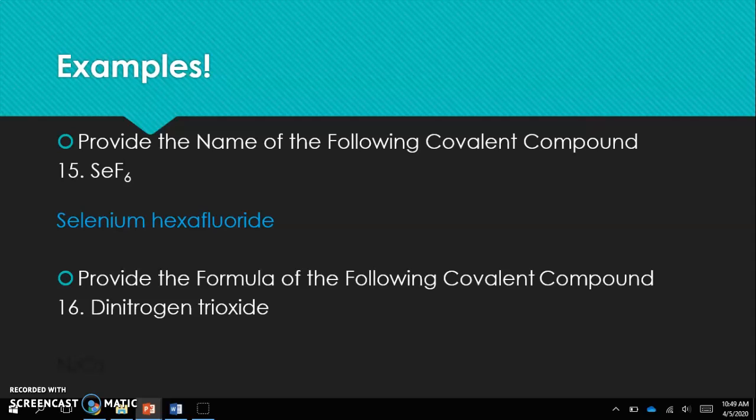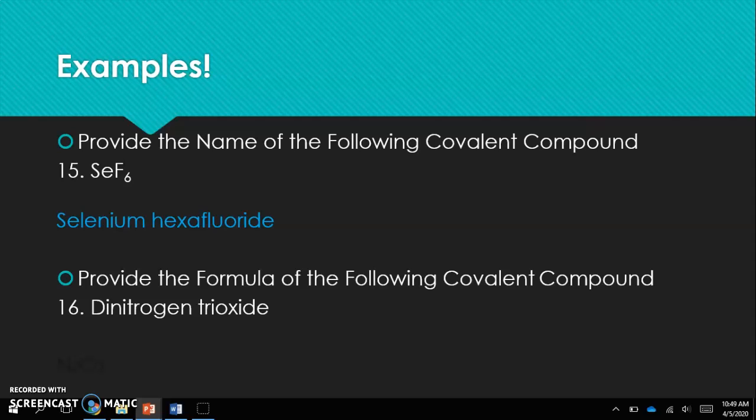All right, so now we're going to provide the formula of the following covalent compound. So we're going to work backwards. So here we've got dinitrogen trioxide. So first of all, we've got dinitrogen. Let's identify what our element is, which is going to be nitrogen, which is going to be N. And then the di is indicating that there's 2. So there's 2 atoms of nitrogen in this compound.